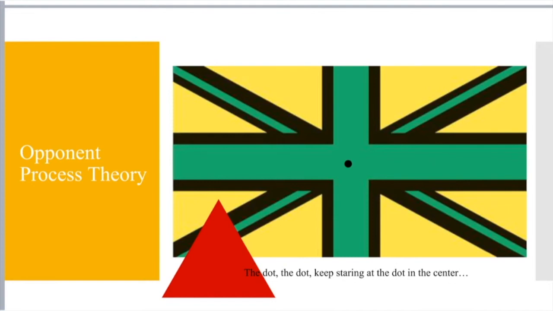So I want you to just stare real quick, to give you an example of the opponent process theory. Stare at that dot in the center of the screen. I'll let you stare at it for about 10 seconds. Don't look away from that dot. Keep looking. I'm just trying to keep your attention. Keep looking at the dot.